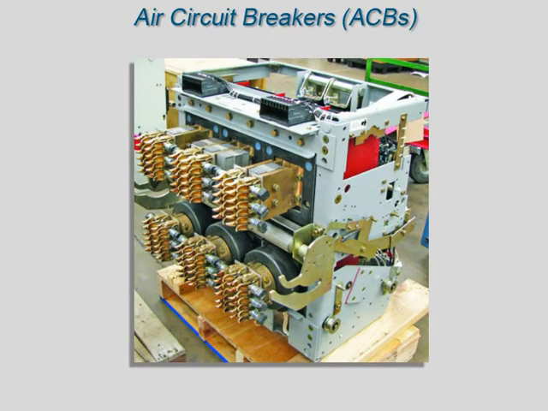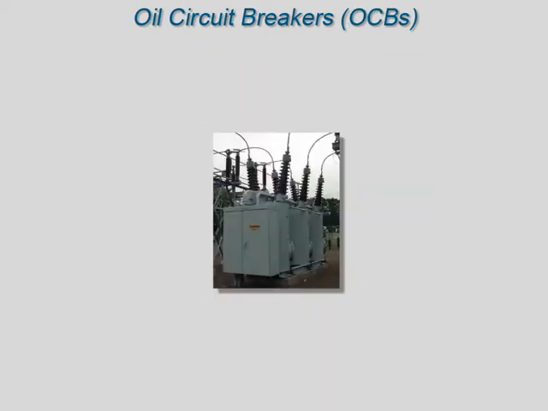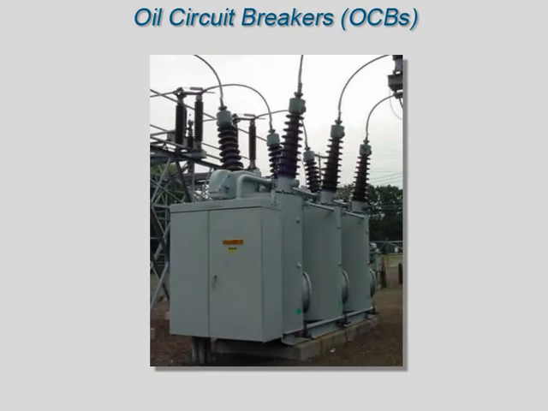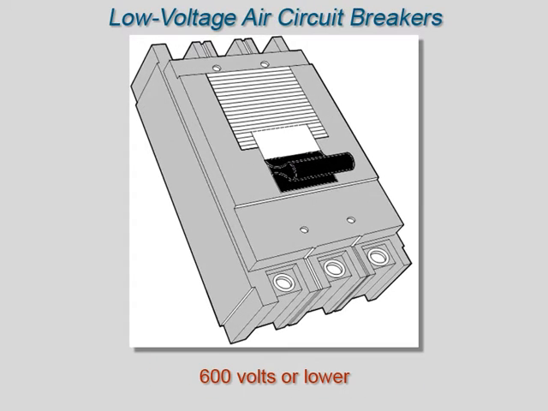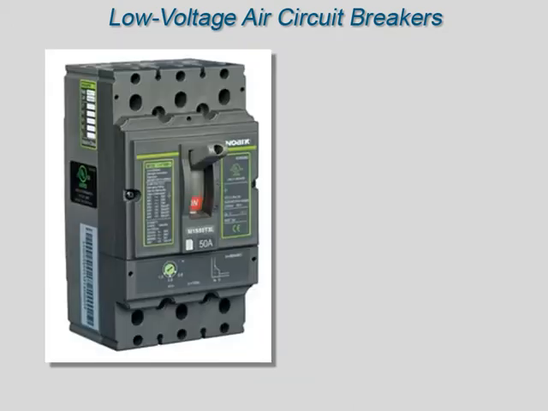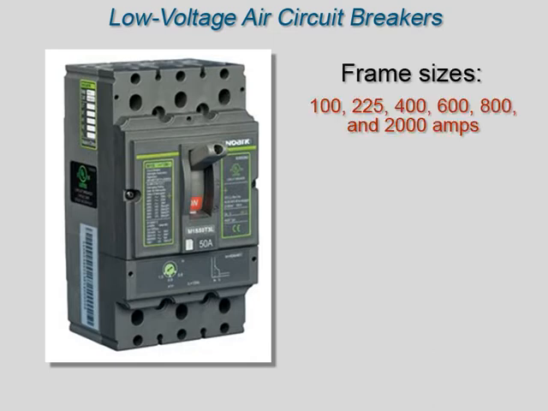Air circuit breakers are breakers where the interruption of breaker contacts takes place in an air environment. Oil circuit breakers use oil to quench the arc when the breaker contacts open. A low voltage circuit breaker is suited for circuits rated at 600 volts or lower. One of the most commonly used low voltage air circuit breakers is the molded case circuit breaker. The available frame sizes are 100, 225, 400, 600, 800, and 2000 amps.